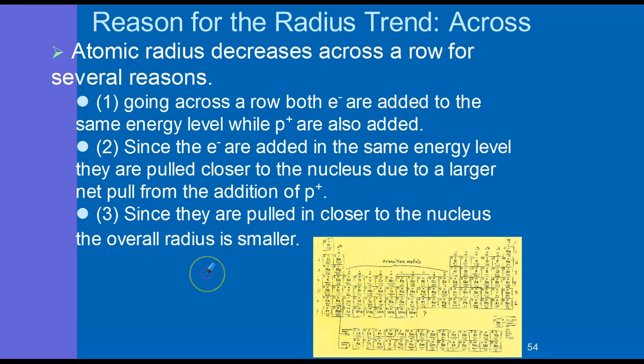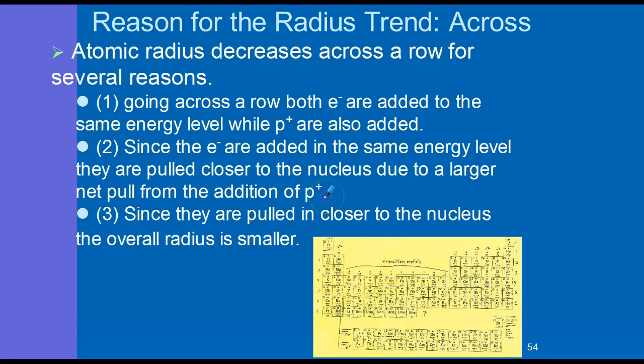So, the reason for the radius getting smaller. Atomic radius decreases across a row for several reasons. One, going across a row, electrons are added to the same energy level while protons are being added. That's true, and you think it would be bigger, but the electrons are added in the same energy level. They are pulled closer to the nucleus due to a larger net pull from the addition of protons.